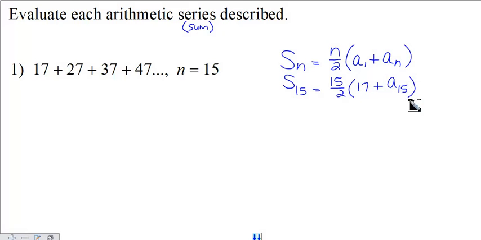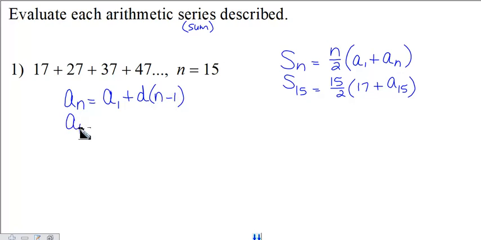Now you may look at this and say, I can't really solve that. I still have this variable, a sub 15. What is that? Well, we learned previously that a sub 15 represents the 15th term in the arithmetic sequence. So I've got to find out what that 15th term is. To do that, we will use the arithmetic sequence equation. A sub n is equal to the first term plus the difference times n minus 1.